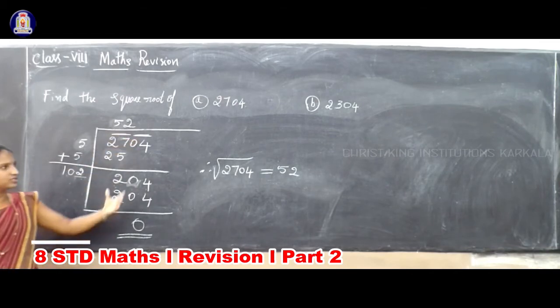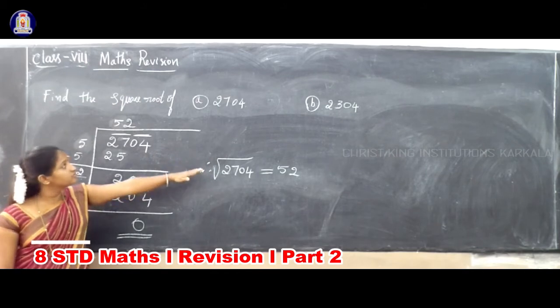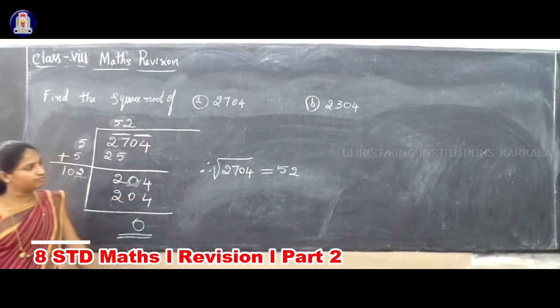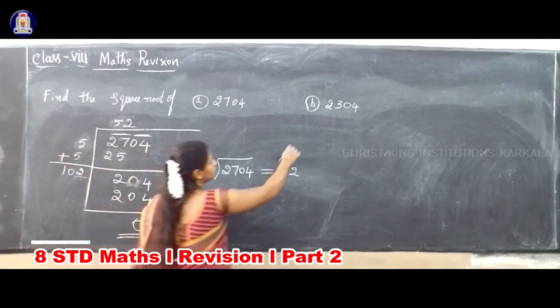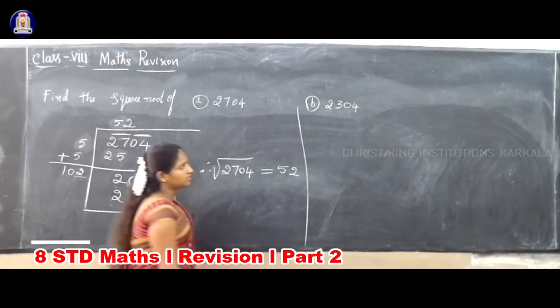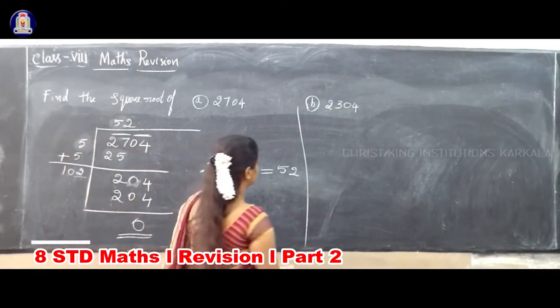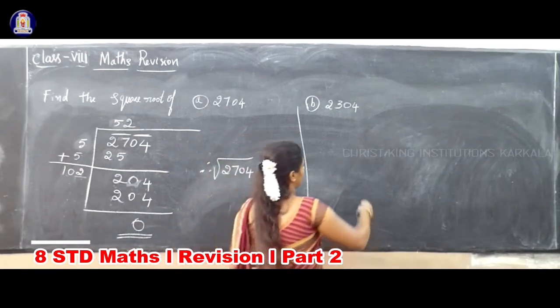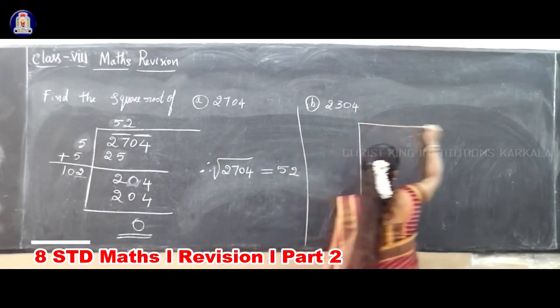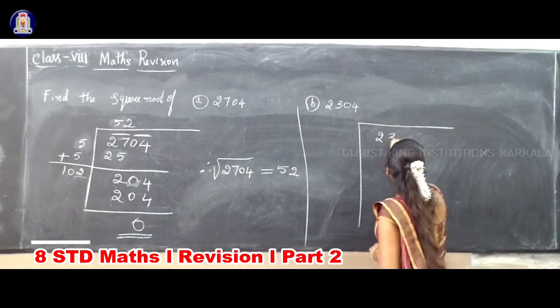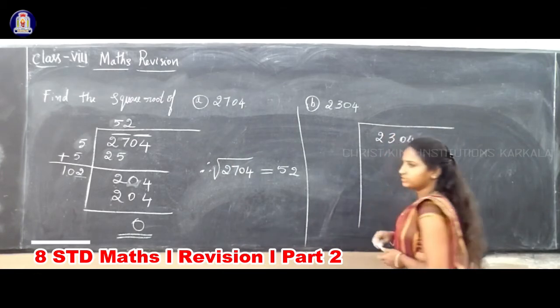The same procedure you have to do for the second question also. We will solve it now. The second question is 2304. So now write 2304. And what is the next step?